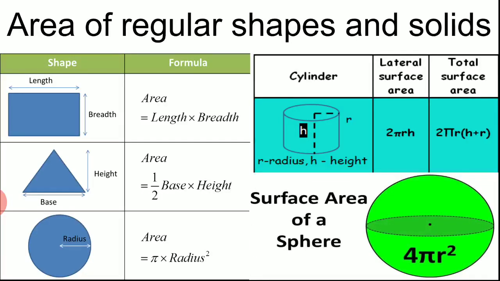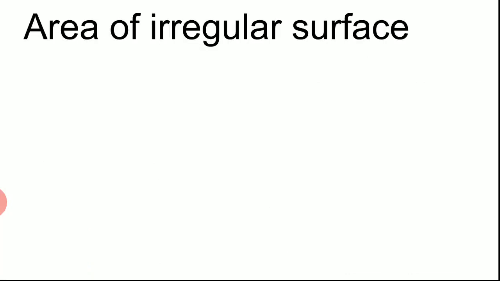The surface area of a sphere is 4 pi r square. Now these are the area formulae of regular shapes which are given and which we can use to find out the areas of the following given shapes and figures. Now when we don't have a regular shape, the shape is irregular, uneven, what to do in that case?